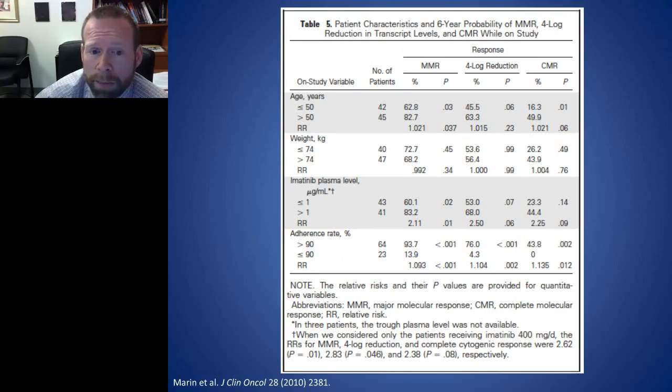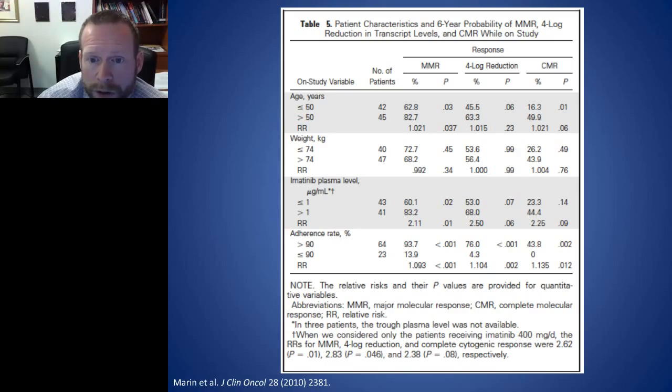One other thing to note from this study is looking at the concentration, right? The imatinib plasma level. So even though it wasn't an endpoint of the study in terms of informing the decisions, these patients did have blood drawn and they measured the trough concentrations. And if you look at the major molecular response and the plasma level, what do you see? Those that had a plasma level of less than 1 microgram per mL, which is 1,000 nanograms per mL, had a response of 60%, whereas those with greater than 1 had a response of 83%.